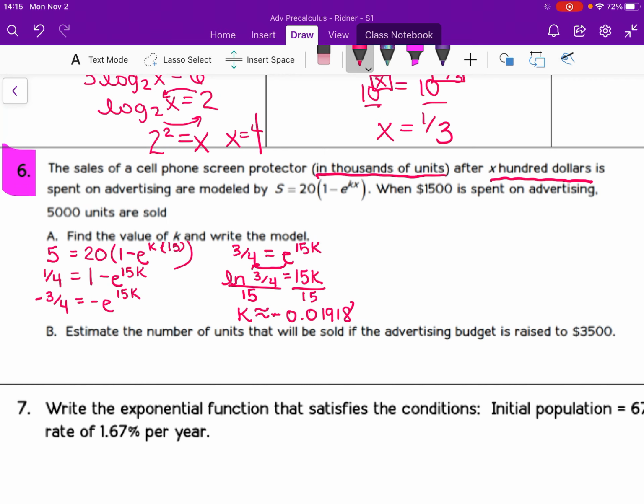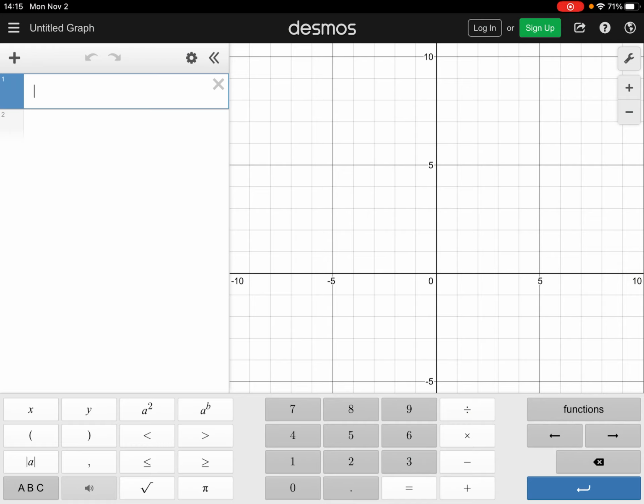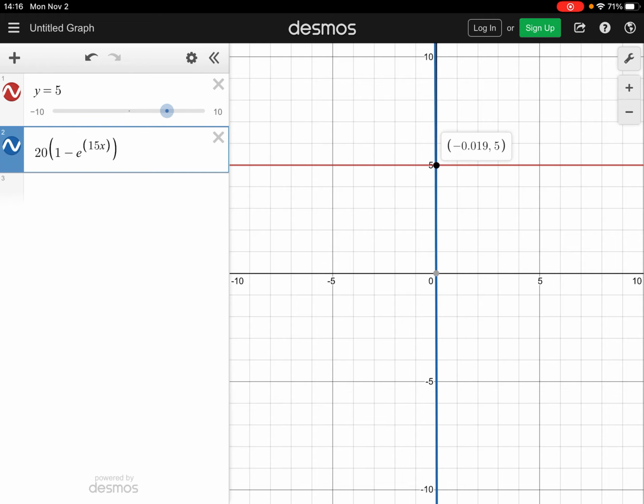Okay, so if solving is not your favorite, remember Desmos will allow you to do y equals 5 for the left-hand side, and then 20 parenthesis 1 minus e raised to the 15x. Find where they intersect, and yes, that is the same approximation that we got by solving by hand.